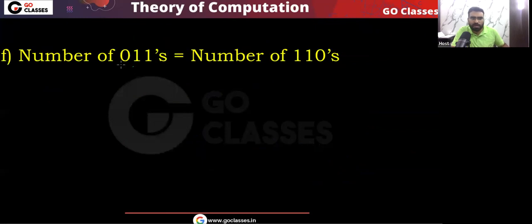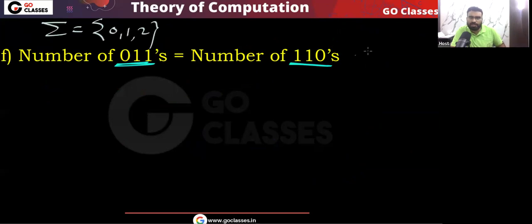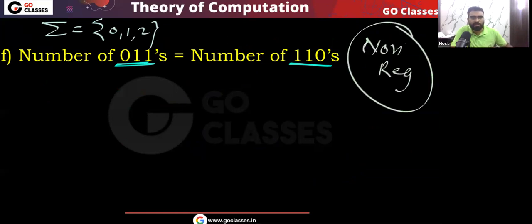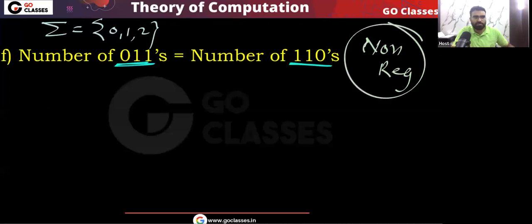What about this one? Number of 0, 1, 1 equal to number of 1, 0, 1, 1, 0, and your alphabet is 0, 1, 2. Now this has become non-regular. Tell me why this has become non-regular.